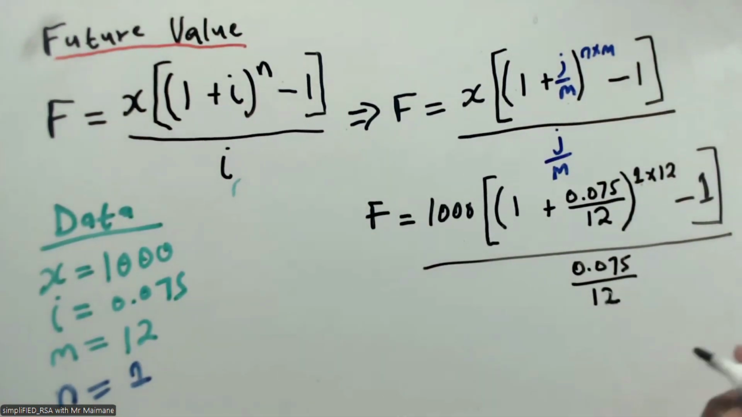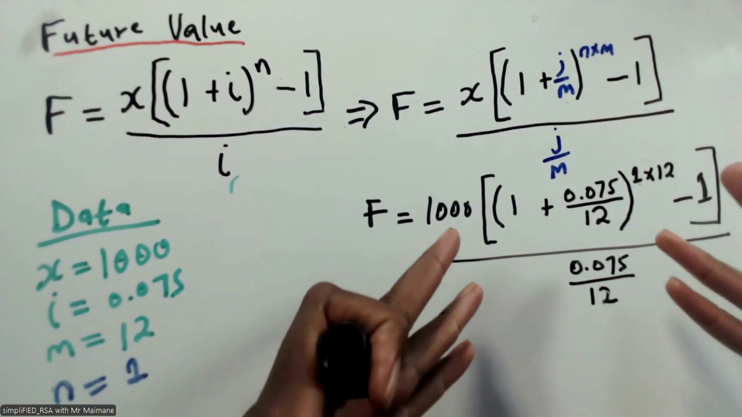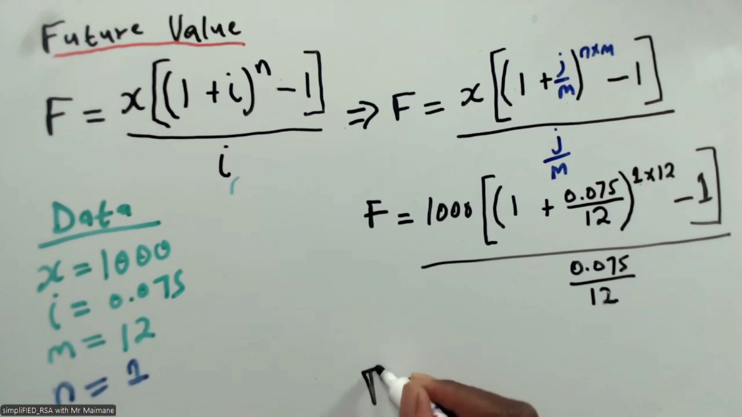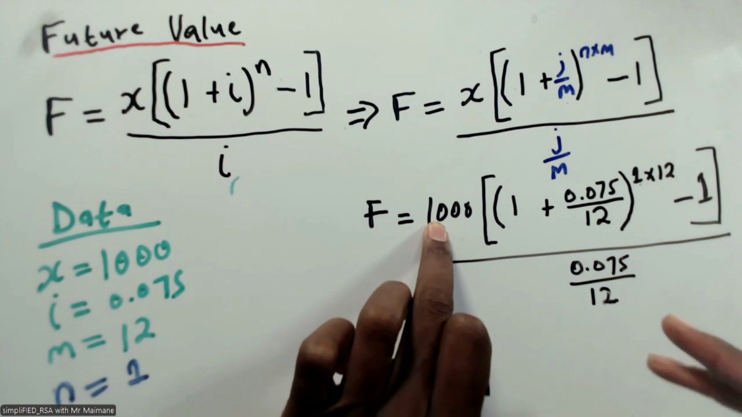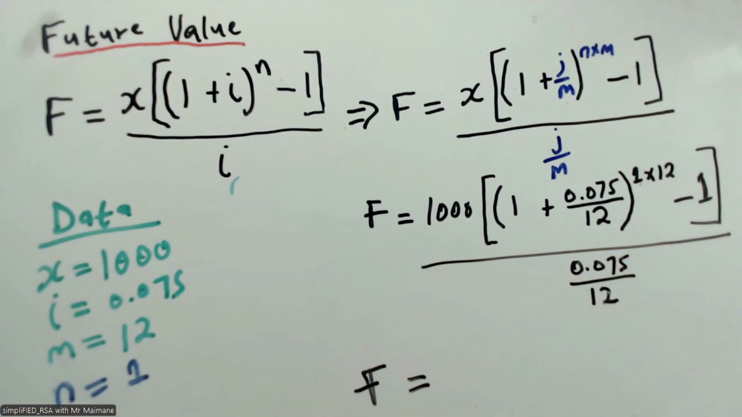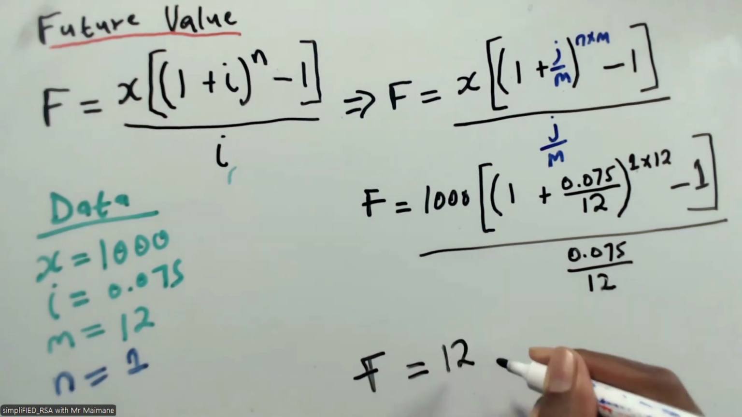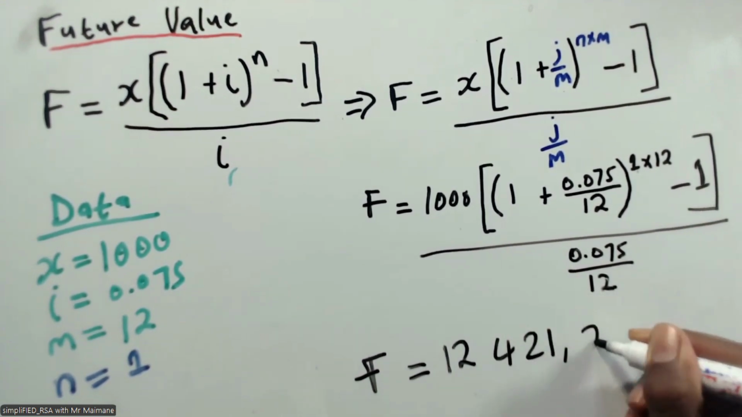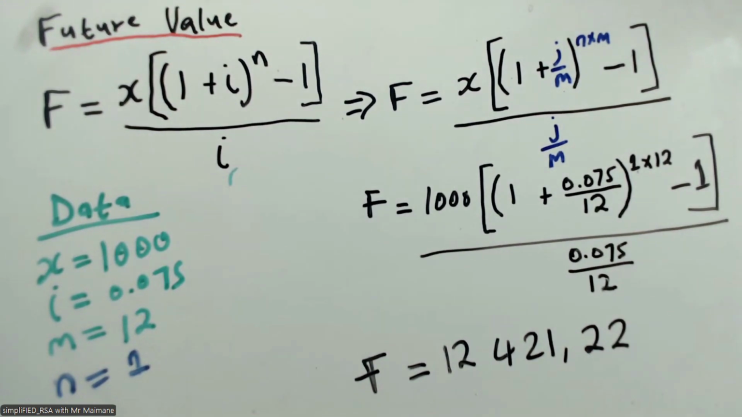And from here, guys, I know that you now use fancy calculators such that you can simplify this with a calculator to get the actual future value of the payments of 1,000 with the conditions that are given in the question. And if I punch this on the calculator, the answer will be 12,421 Rand 22 cents. That's what I will have.